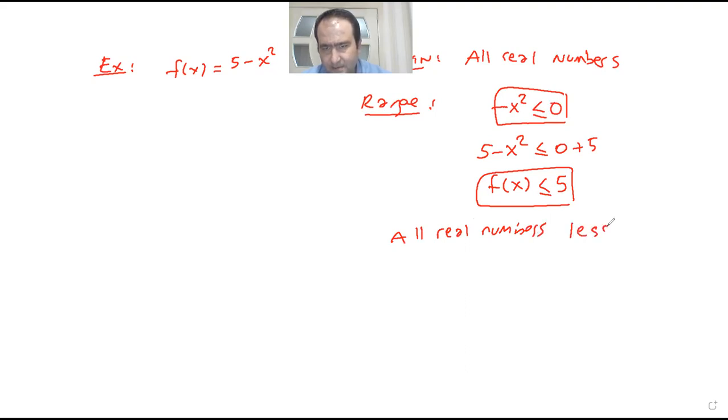So our range is all real numbers less than or equal to 5. Equal to 5, okay?